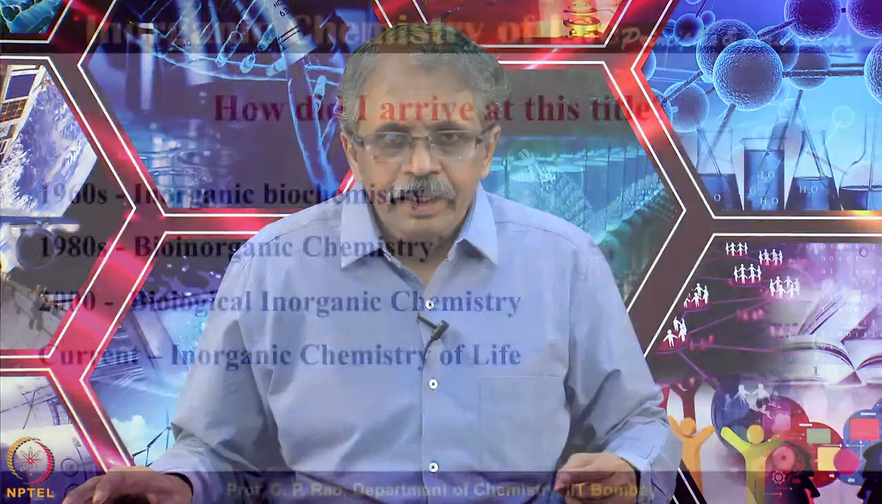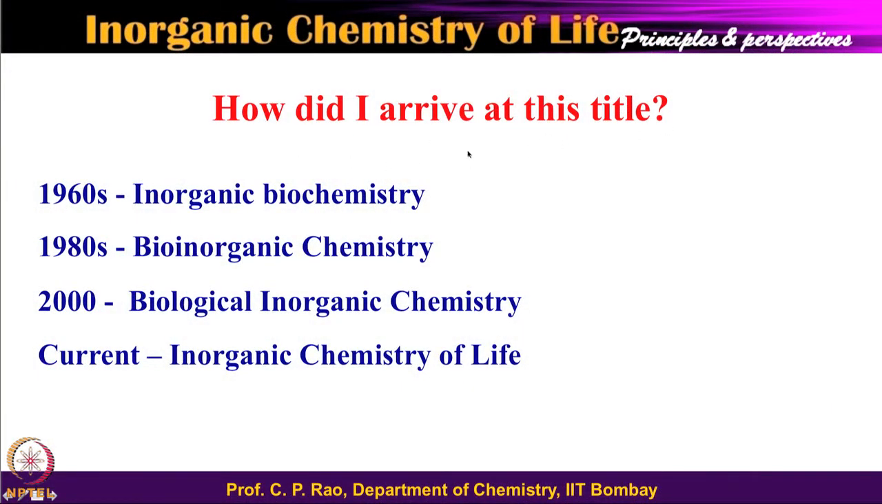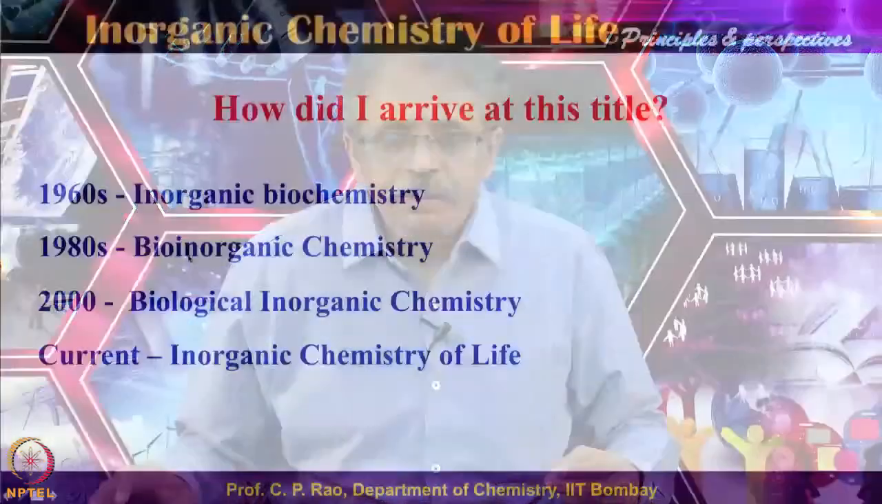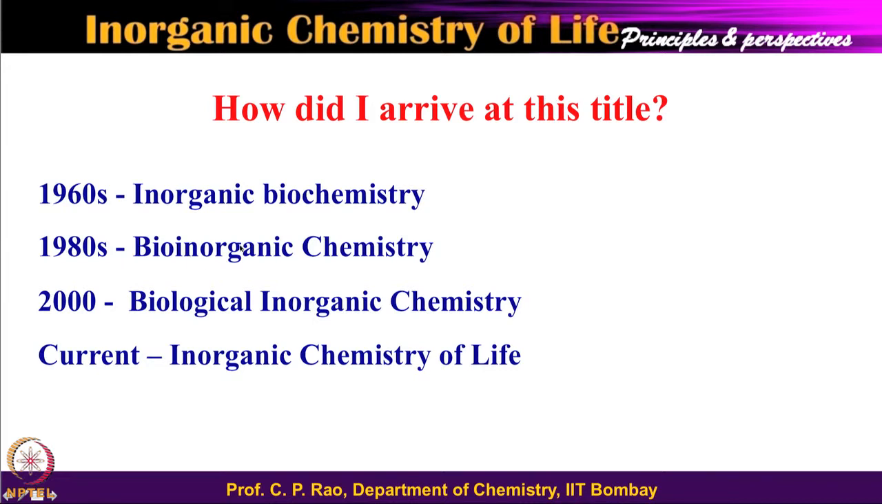Okay, look, I started with this particular slide in the beginning with a title. How did I arrive at this particular title? As I told you, it started in the early 60s to late 60s as inorganic biochemistry, where biochemists identified some role of inorganic elements here and there. Therefore, they thought it is inorganic biochemistry. Then later on, the inorganic chemists came into the picture and started looking at this in more detail from the perspective of inorganic chemistry, and they named it bio-inorganic chemistry.